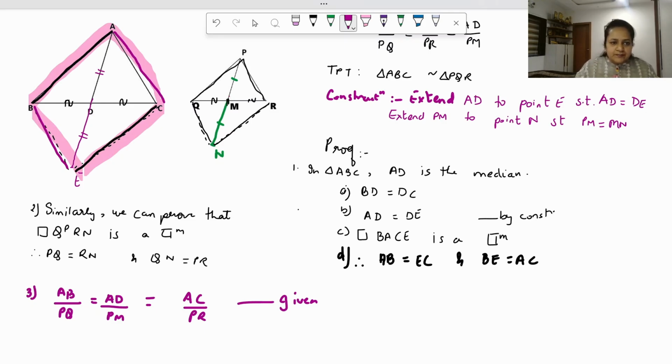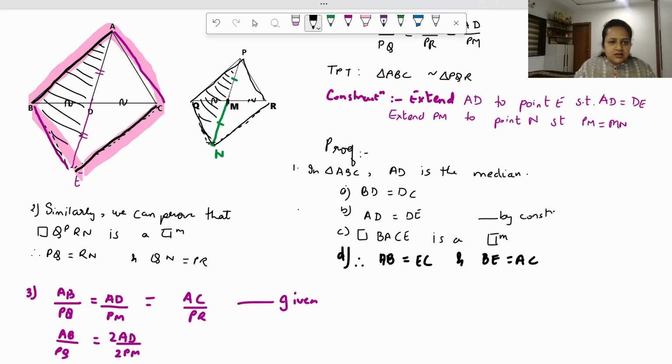Now if you look at AB, we need AB, right? We'll keep AB and PQ as it is. Why so? Let's see. What about AD? If AD upon PM, can we write it as 2AD upon 2PM? Why did we double it? Because now we are going to look at this triangle. We are comparing these two triangles. And why are we comparing these two triangles? To prove that these two triangles are similar.